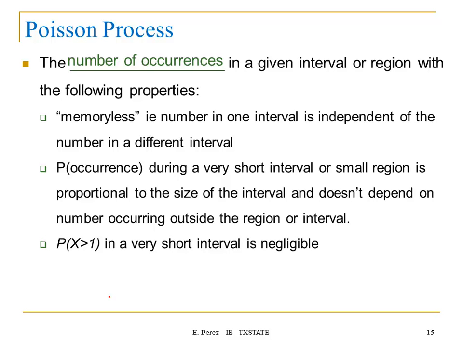The probability of occurrence during a very short interval or a small region is proportional to the size of the interval, and doesn't depend on the number occurring outside the region or interval. And the probability of x being greater than 1 in a very short interval is negligible. And you'll see those properties in a second.